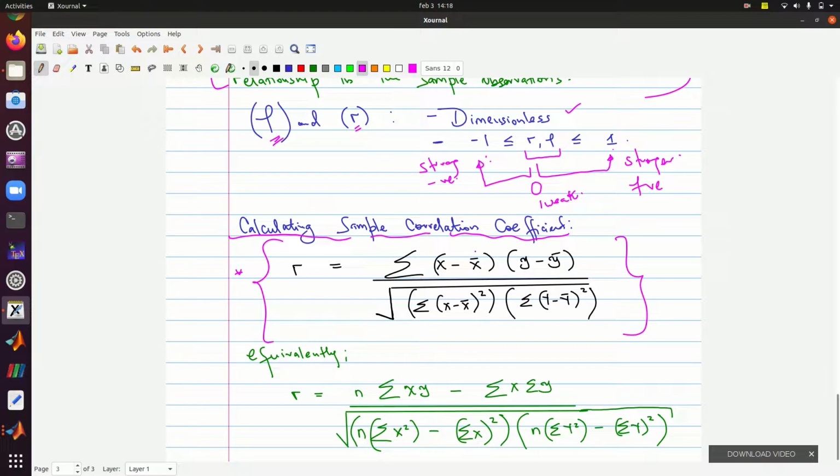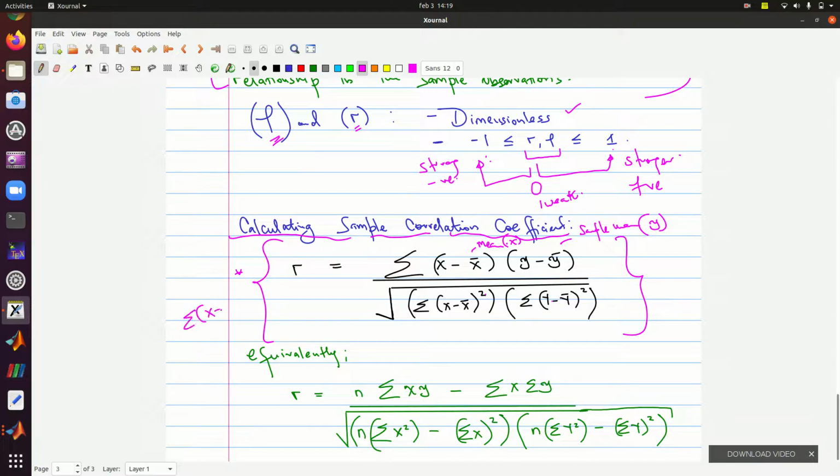of x minus x bar. X bar is the sample mean for the x values, and y bar is the sample mean for the y values. So you simply get x minus x bar times y minus y bar, divided by the square root of the summation of x minus x bar squared, and the summation of y minus y bar squared. Please note the difference.